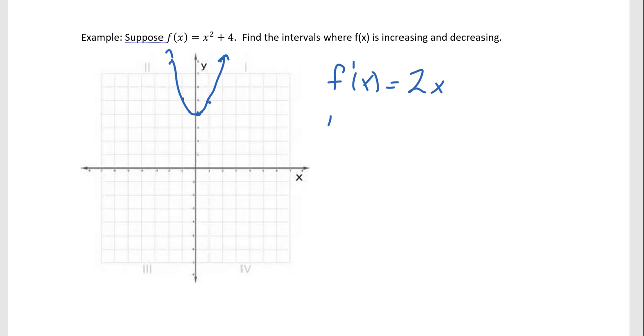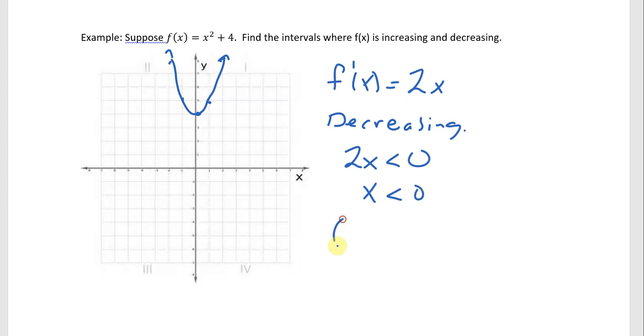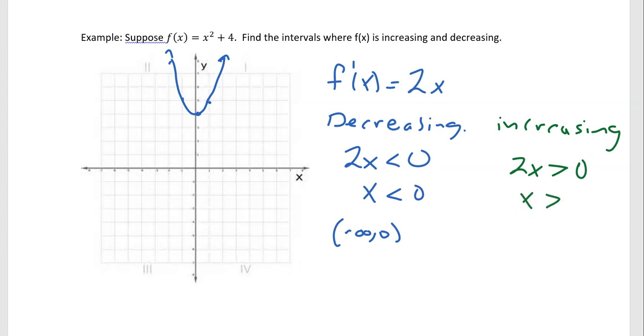So where is it decreasing? Well, we could look at the inequality, right? Where is 2x less than 0? And we solve that and say, okay, well, it's decreasing on the interval where x is less than 0. If I wrote that out, we could go with negative infinity to 0, right? And the next question is, where is it increasing? Well, then 2x has to be greater than 0, or in this case, x is greater than 0. So that's from 0 to infinity in interval notation. That's kind of easy to see, right?